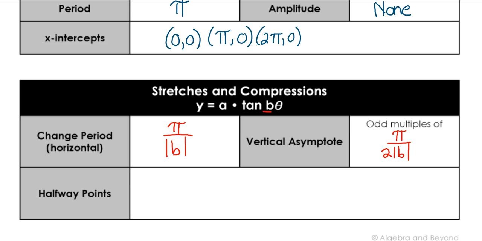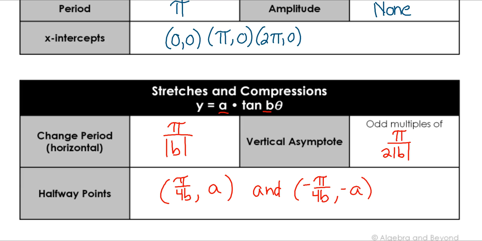All right, and then our halfway points. Those are the points that are halfway in there, and they are going to happen at pi over 4b. And then the a values. Remember, the a value is being multiplied out in front. And it's also going to happen at the negative of that, so at negative pi over 4b and negative a. So that's how we find that lower end of it.